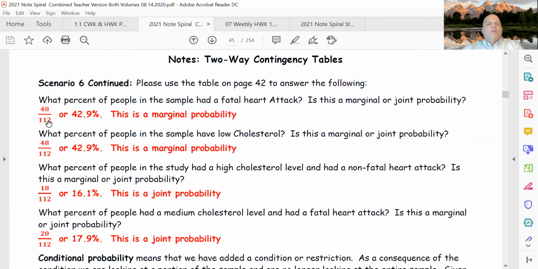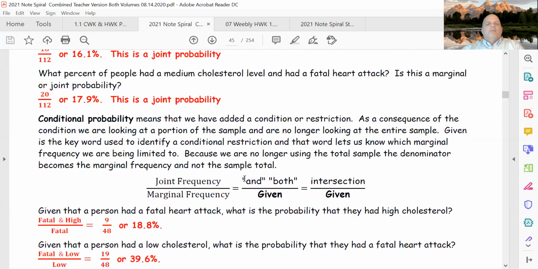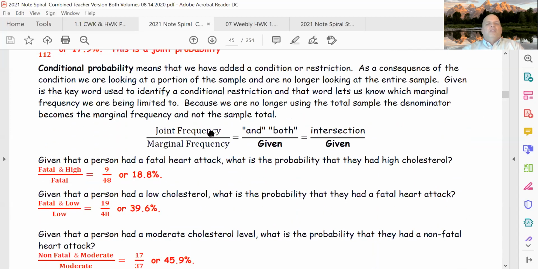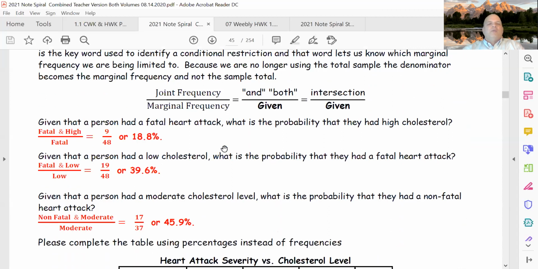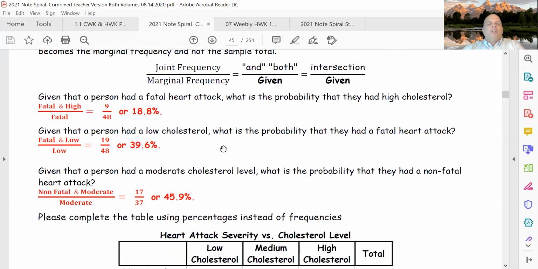Remember the difference between a marginal and a joint? The marginal had a marginal frequency over the total. A joint had a joint frequency over the total frequency. Please remember, conditional probability means given is in the denominator, and it's because we know something. We're no longer looking at the entire population. We're looking at a portion of that population. We know something.